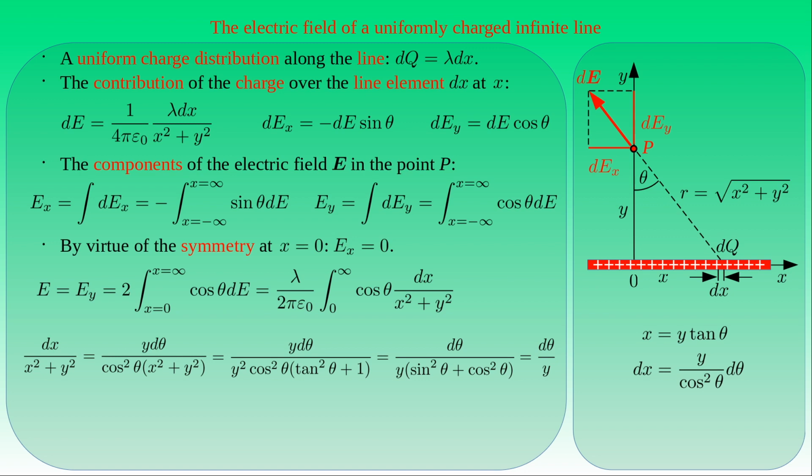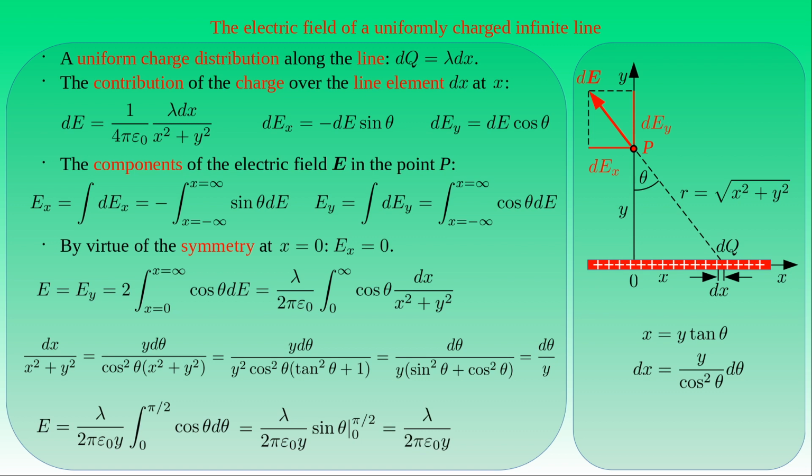If we substitute this result into the integral, the magnitude of the electric field can be written as lambda over 2 pi times epsilon naught times y, times the integral of cosine theta with respect to theta from 0 to pi divided by 2. By performing the integration, we obtain lambda over 2 pi times epsilon naught times y, times the primitive function sine theta evaluated at the lower limit 0 and the upper limit pi over 2. The evaluation gives lambda over 2 pi times epsilon naught times y.